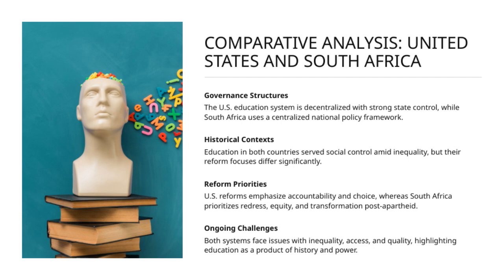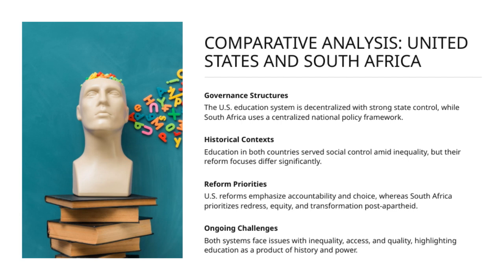Now, when we consider the historical contexts, it's clear that education in both countries has historically been used as a tool for social control, often reinforcing social inequalities. However, their reform efforts have diverged significantly. The U.S. has focused on reforms aimed at increasing accountability and providing more choices for families, such as charter schools and school vouchers. Meanwhile, South Africa's reforms have centered on redress and transformation, seeking to address the inequalities left by apartheid and promote equity in education.